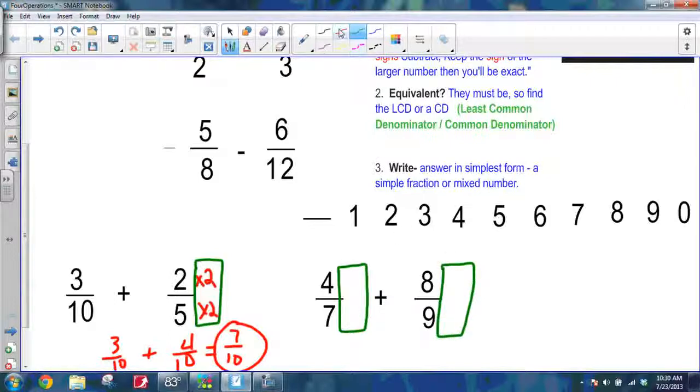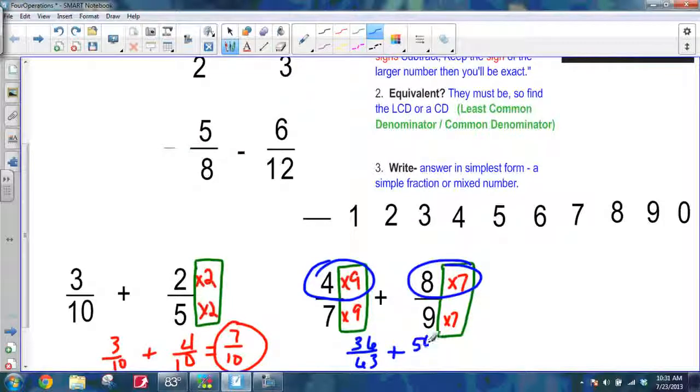So, 7 times what makes 63? That's correct. 7 times 9. And what we do to the bottom, we do to the top. And 9 times 7 makes 63. And what we do to the bottom, we do to the top. So this turns into 36 over 63 plus 56 over 63.